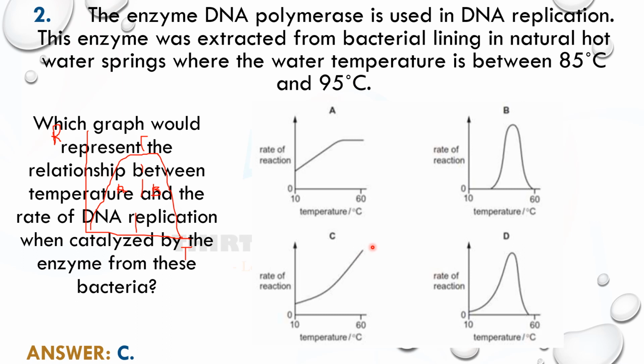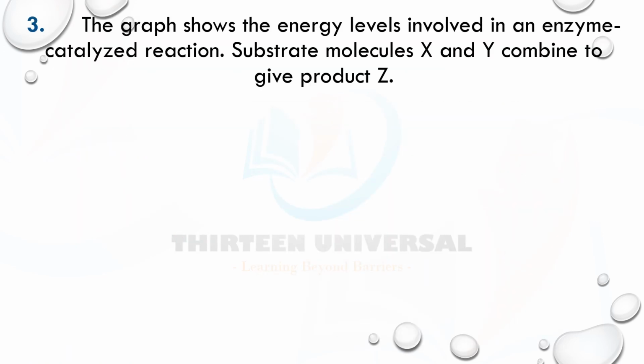After optimum, beyond optimum temperature, the rate of reaction will decrease because high temperatures break hydrogen bonds, and hydrogen bonds help to hold the active site. Once it's broken, the active site becomes distorted and less complementary or non-complementary, and can no longer bind to the substrate. No ES complex forms. Okay, so C is the answer. Let's go to the next question.